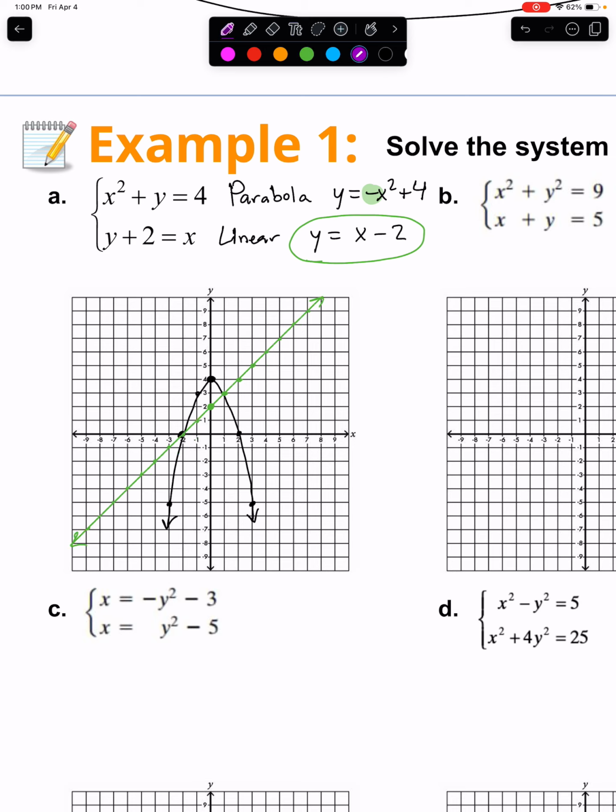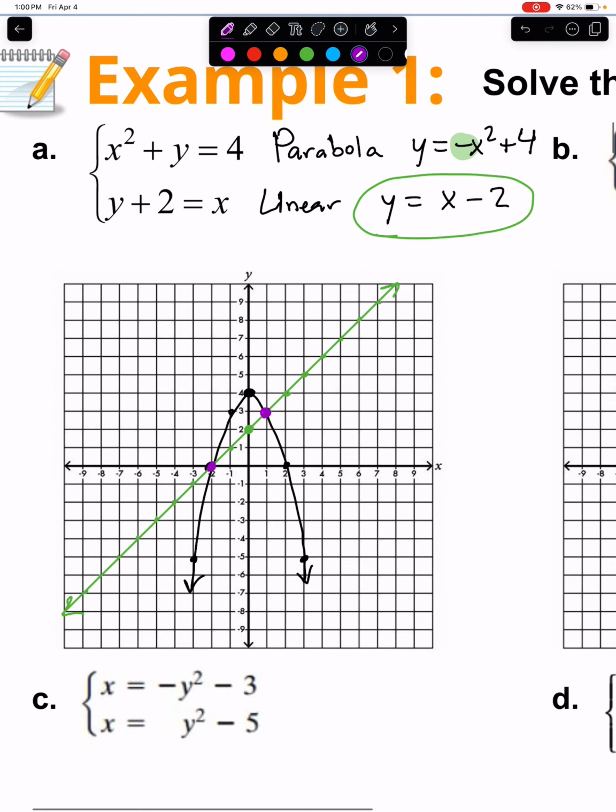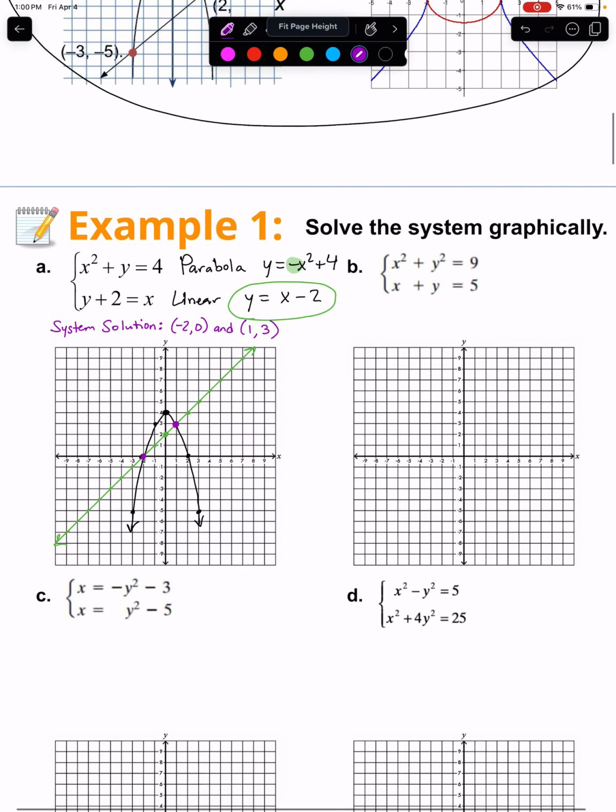I can see 2 points right here and right here. See where they intersect? That is the system solution. So we'd write system solution, and we now need to find it. The first system solution would be (-2, 0), and the second system solution would be (1, 3). So I have 2. All right, let's look at the next one.